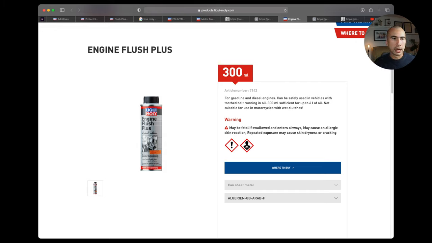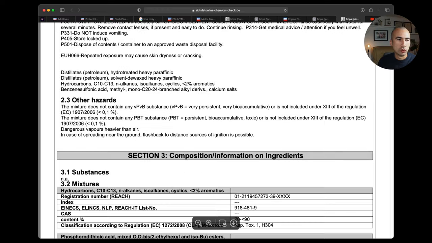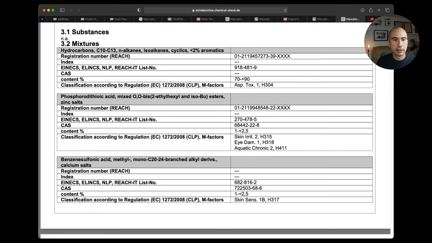Now, again, I've gone to the German website, or the global website of Liqui-Moly, because it has a bit more information, and very clear with the warnings on this one. So maybe fatal if swallowed and it enters the airways. So we're expecting a little bit of information on a safety data sheet. And again, when you go across there and you scroll down to the listed compounds, one thing I found interesting here is that there's not all that much listed. And what is listed, okay, hydrocarbons, C10 to C13, there's alkanes, isoalkanes, cyclics, and aromatics.